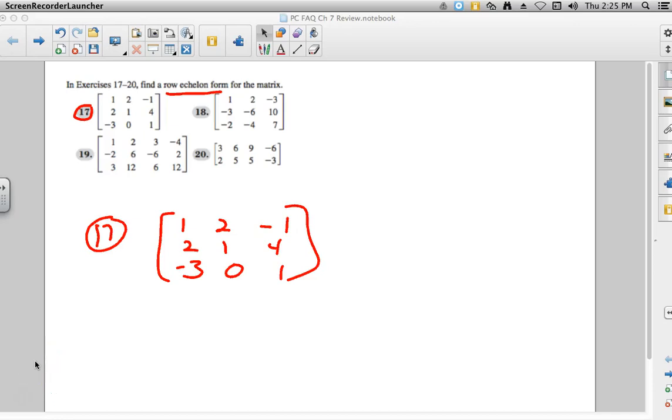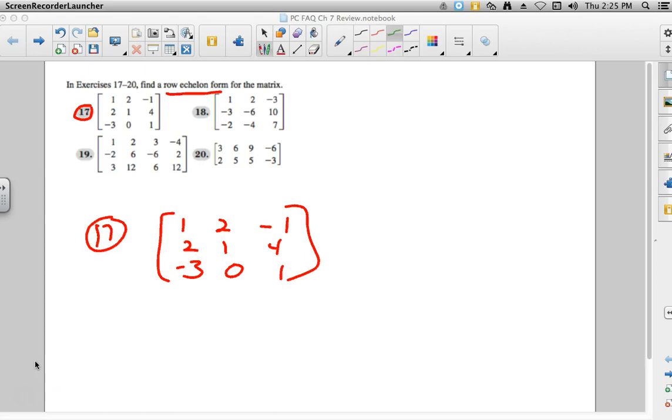This is a frequently asked question video for pre-calculus for the first day that we're working on the Chapter 7 review. And number 17 is an example where you really need to read the directions carefully about what you're supposed to do with the matrix. In this case, it says find a row echelon form for the matrix. That does not say reduced row echelon form.